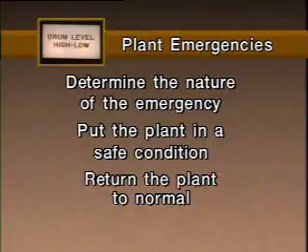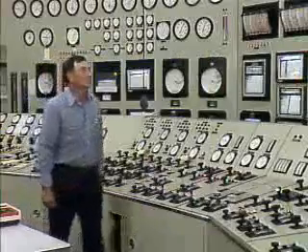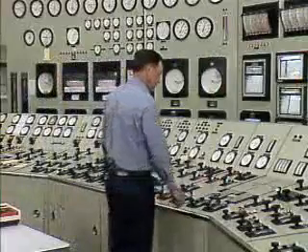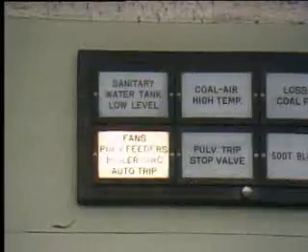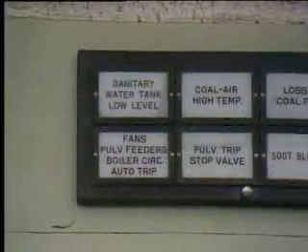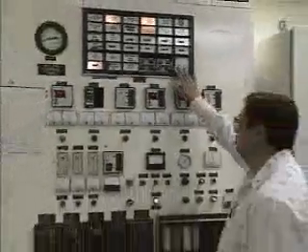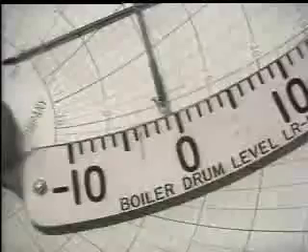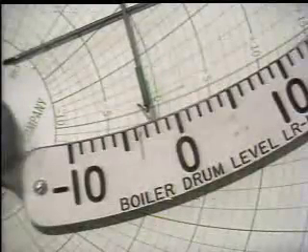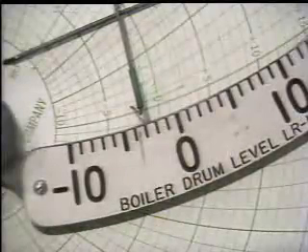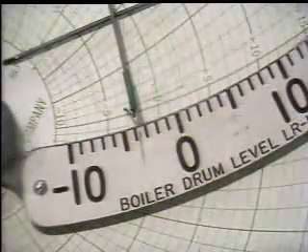We'll start by discussing how to determine the nature of the emergency condition. An operator's first indication that something is wrong is frequently an annunciator alarm. The alarm system monitors levels, temperatures, pressures, and flows in plant systems. If a variable exceeds a preset limit, an alarm sounds and an annunciator window lights in the control room. To find out what caused the alarm, the operator must check other indicators to determine the status of the system involved and any associated support systems.